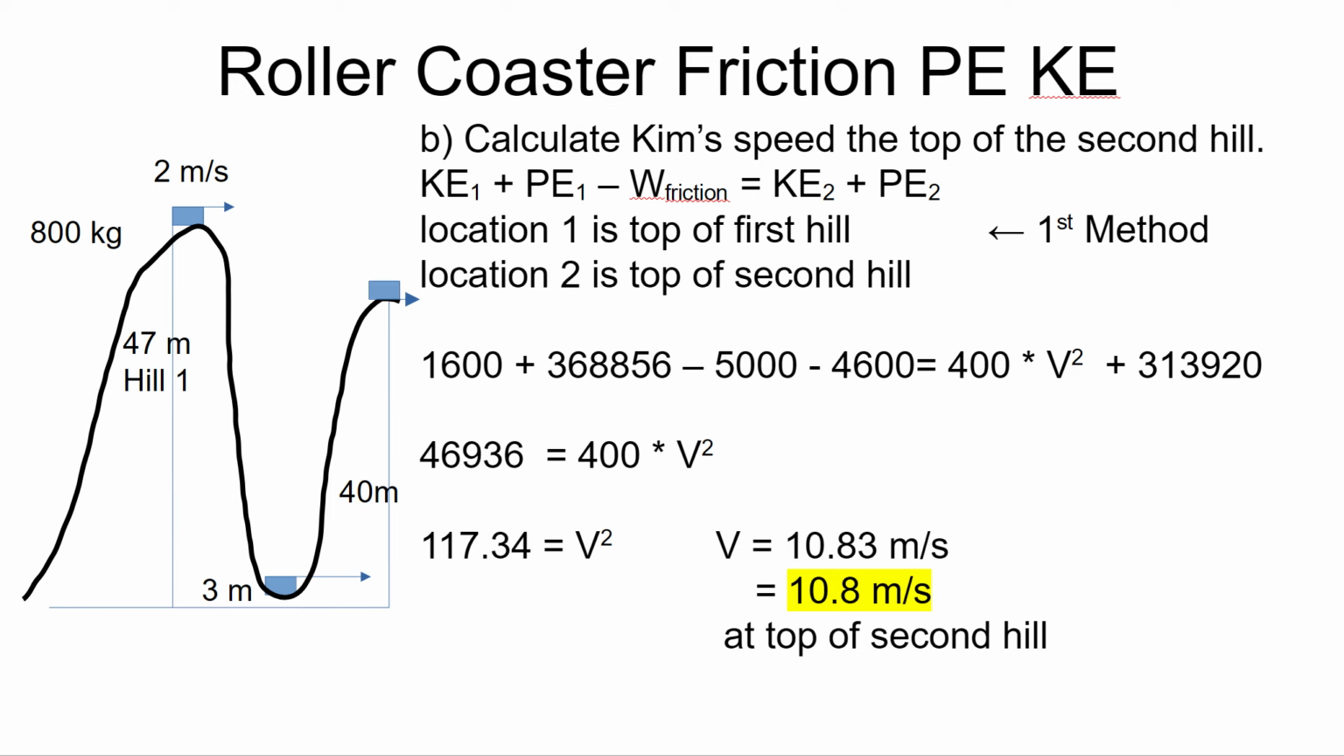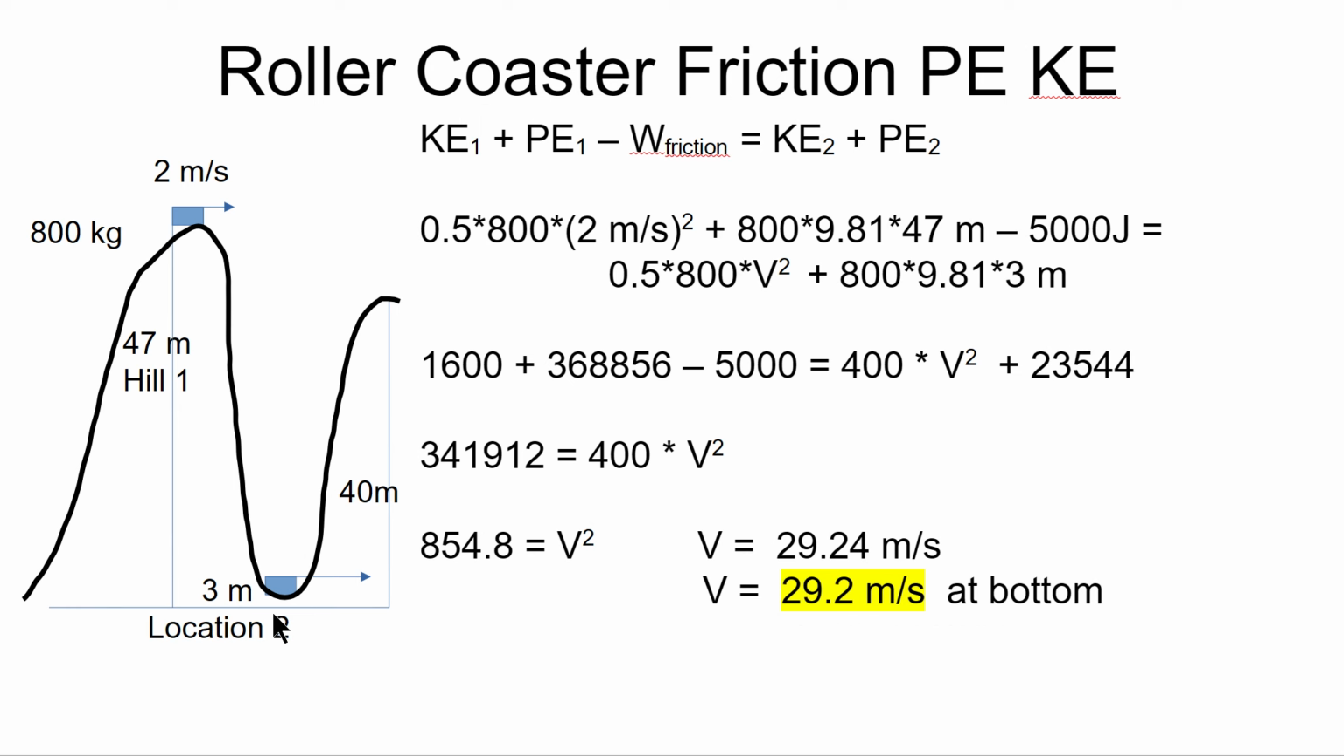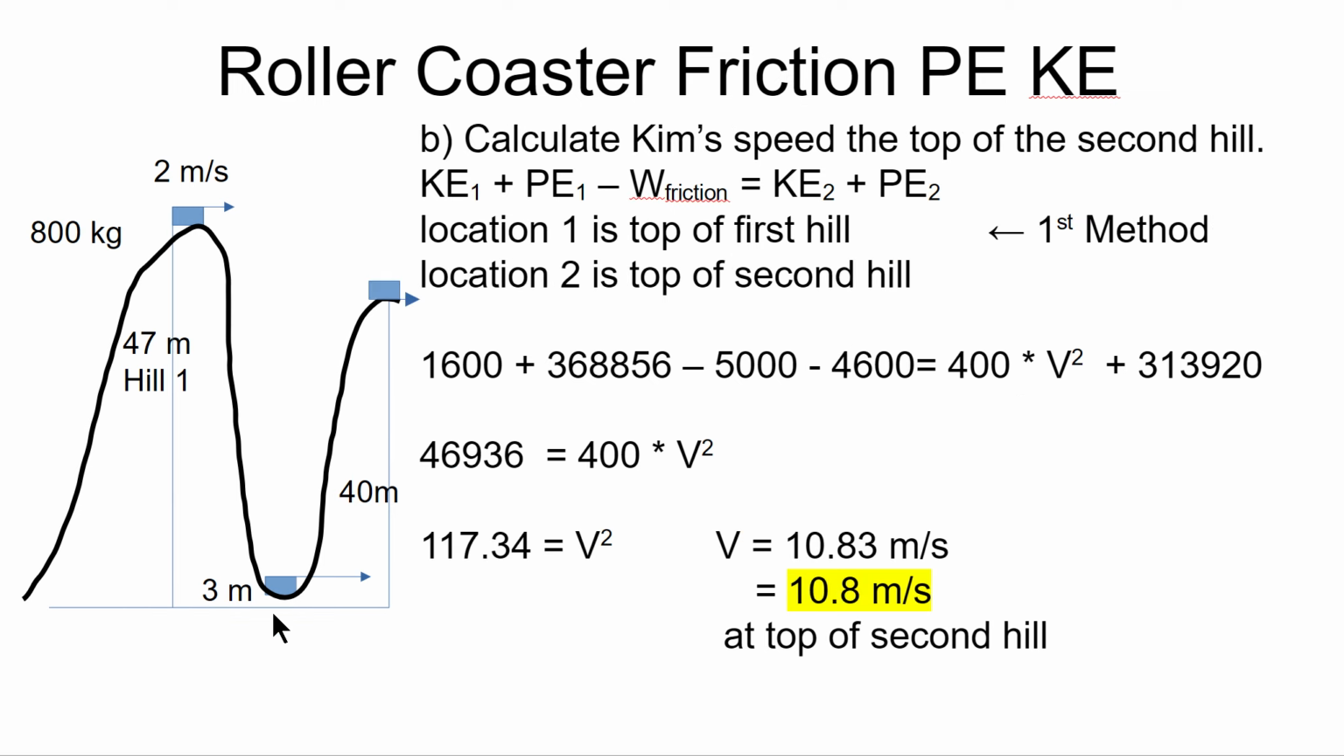Is there some reason to say this might be at least plausible? 10.8 meters per second at the top of the second hill. Well, at the top of the second hill, the energy supply we had at the bottom, we've lost some more due to friction. And if you take a look at the velocity, the speed, at the bottom of hill number 1 from our previous calculation, I'm going to back up a slide here. So we had 29.2 meters per second at the bottom of hill number 1. Going up to the top of hill number 2, we're down to 10.8 meters per second. It is reasonable that our speed is slower.